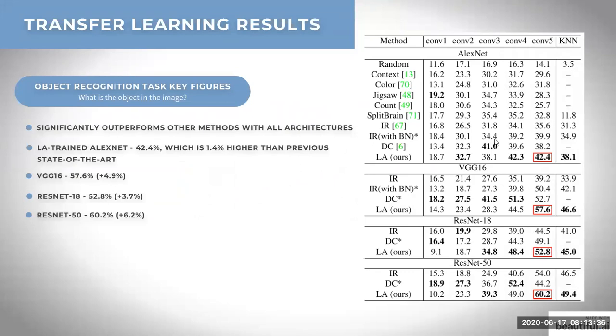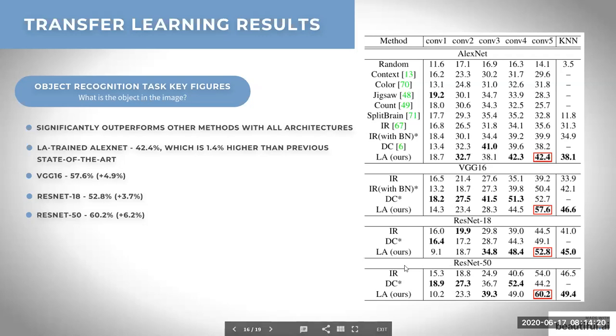And what did they do? The authors just took all existing architectures like ResNet, ResNet 18, VGG16, and AlexNet, and trained them using local aggregation methods. And you can see the best performance. So first of all, we can see that the local aggregation method shows the best performance compared to other methods in supervised learning. The best results we got on ResNet 50, and it's 60.2, which is 6.2% higher than the state of the art.